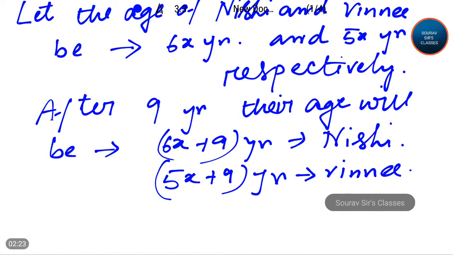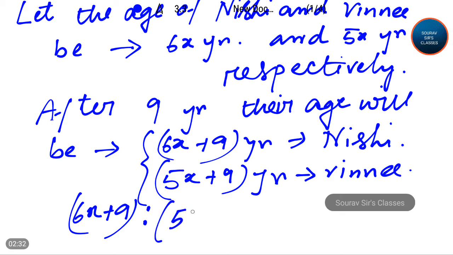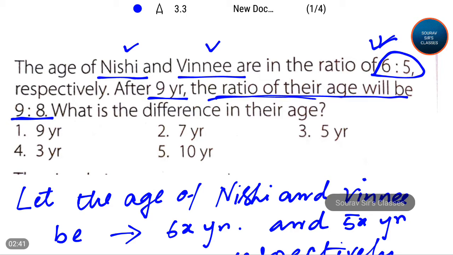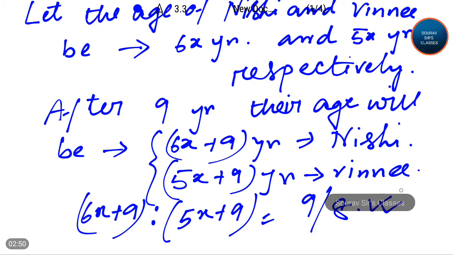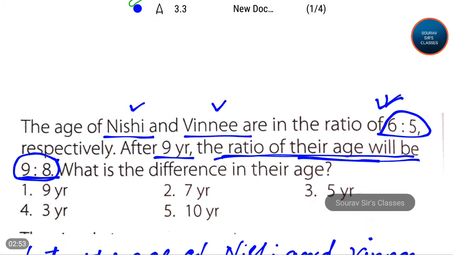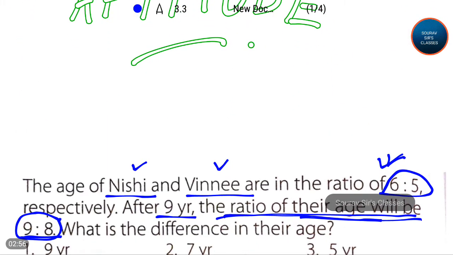So the ratio of this age, that is 6x plus 9 is to 5x plus 9 is equals to 9 by 8. That was given also in the question, that is their ratio of age after 9 years will be 9 is to 8. Now let's solve this. 6x plus 9 divided by 5x plus 9, that is equals to 9 by 8.